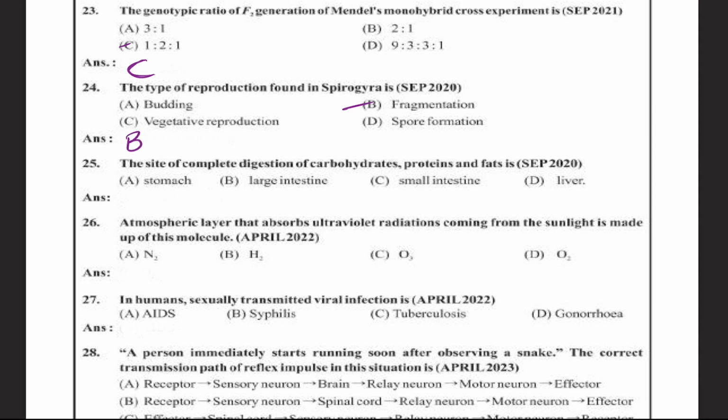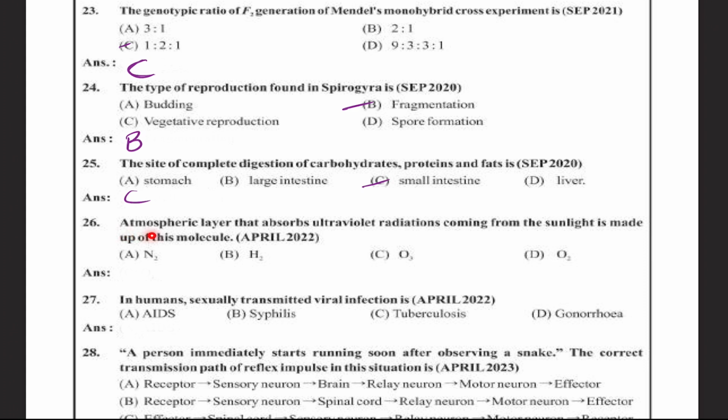Coming to the 25th question, the site of complete digestion of carbohydrates, proteins and fats. What is that? Where is it done? It is done in the small intestine. In the stomach, digestion of protein through pepsin takes place. In the large intestine, reabsorption of water takes place, whereas the liver secretes bile juice which breaks down the fats, known as emulsification. So the site of complete digestion of carbohydrates, proteins and fats is the small intestine. Hence, the correct answer for 25th question is option C.